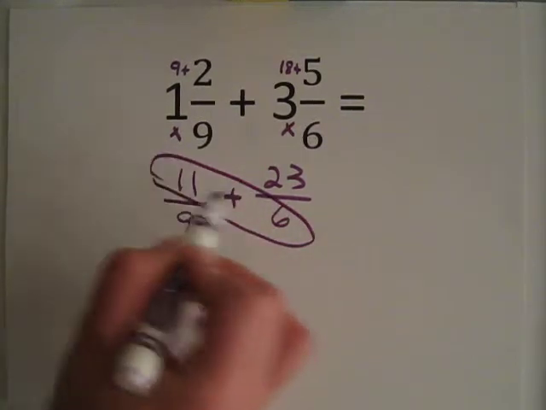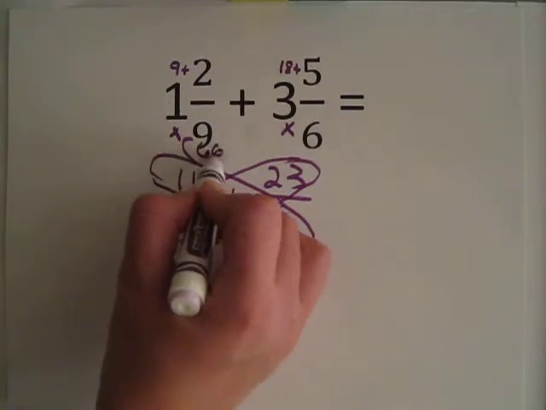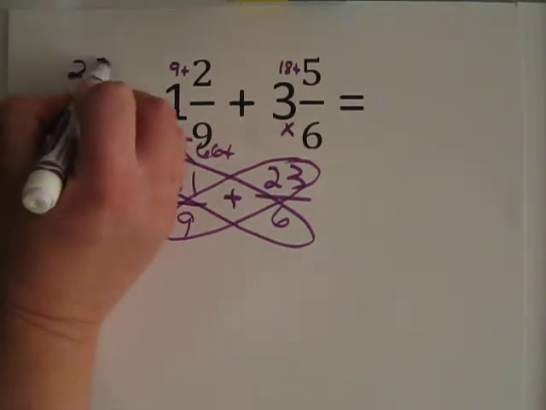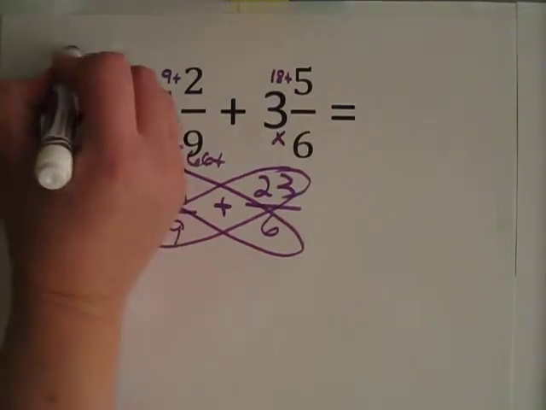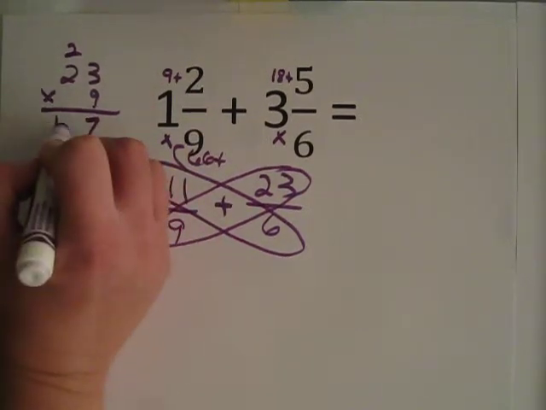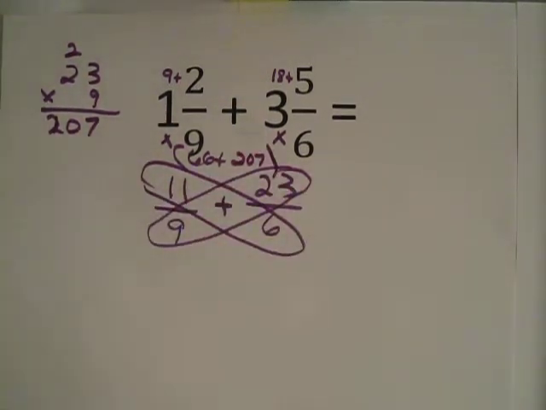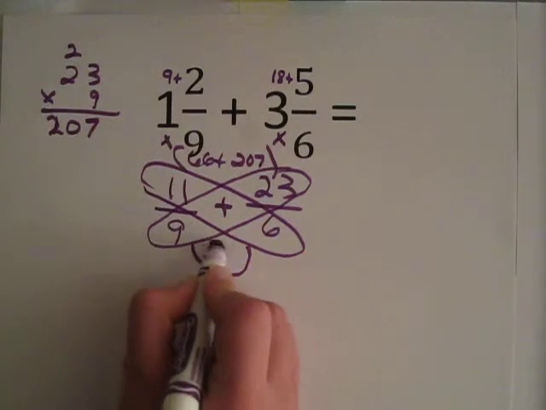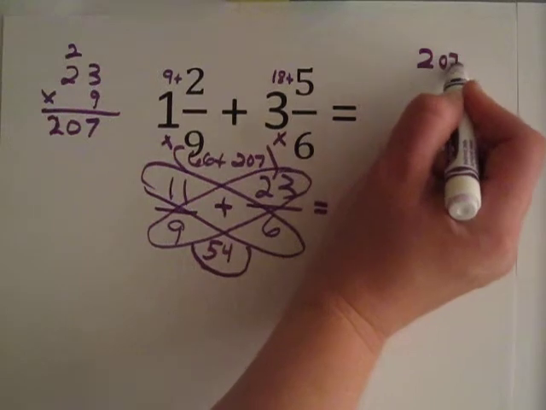Okay, so we're going to multiply. 11 times 6 is 66, plus 23 times 9. If I'm not sure what that is, I'm going to write it right off to the side and solve it. So it's 207. And then at the bottom, I multiply the 9 times the 6, and I get 54. So 207 plus 66, I'll do that off to the side.